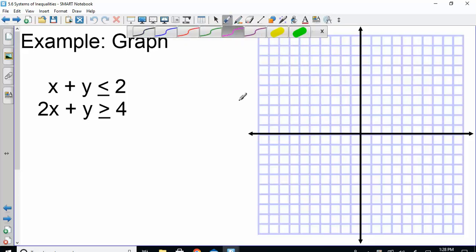So, how do you know when you graph them if you're using a solid or a dashed line? The sign, the alligator. Yes. If it has an equal to, then you would need a solid. If it does not have an equal to, it would be a dashed line.